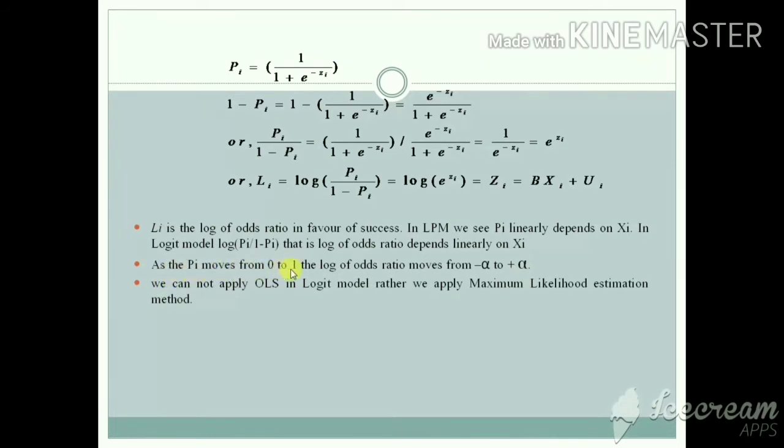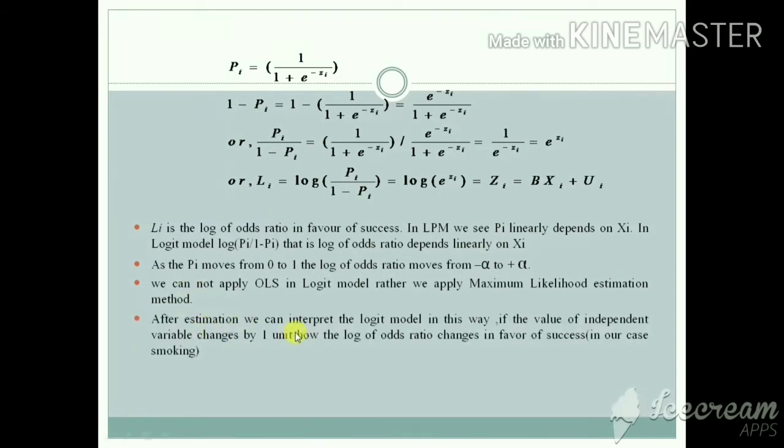Now as Pi moves from 0 to 1, the log of the odds ratio moves from minus infinity to plus infinity. So there is no bound on the range of values of the dependent variable from 0 to 1. But here we cannot apply OLS, ordinary least squares, in the Logit model, because if we put 0 here, we get 0 by 1, that means log of 0. Similarly, if we put 1, we get 1 by 0, log of 1 by 0. So we cannot put in the value. Therefore, we have to apply maximum likelihood estimation for solving this logistic regression equation.